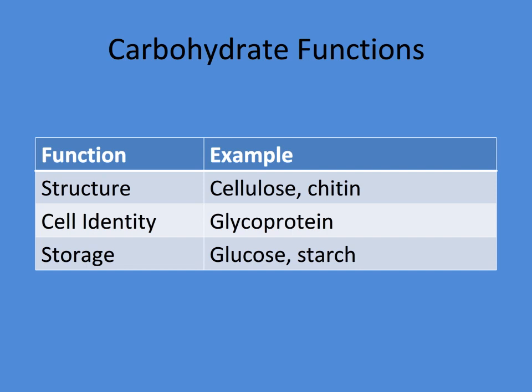Structural carbohydrates like cellulose and chitin provide strength and stability. When carbohydrates are bound to proteins, they form glycoproteins, which serve as identification markers on cells. And carbohydrates such as starch and even glucose store energy that can later be used by the organism. We will discuss some of these functions in more detail later on.